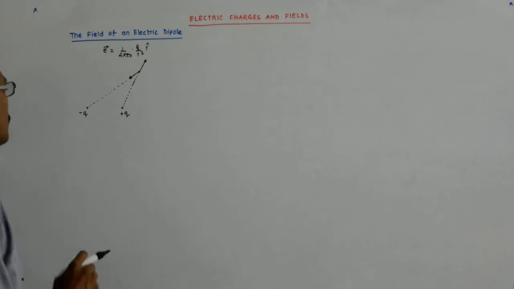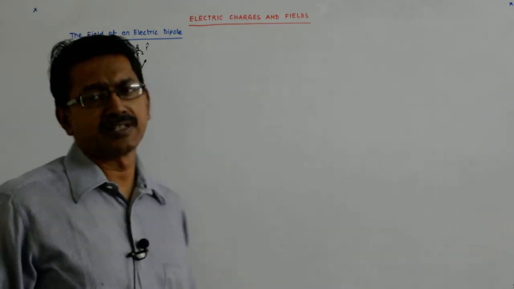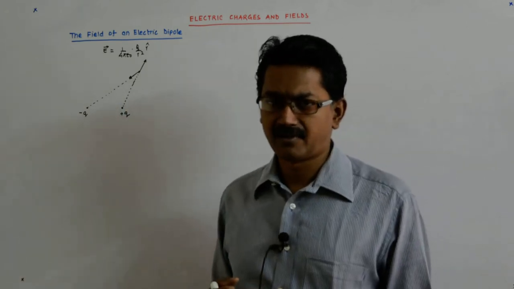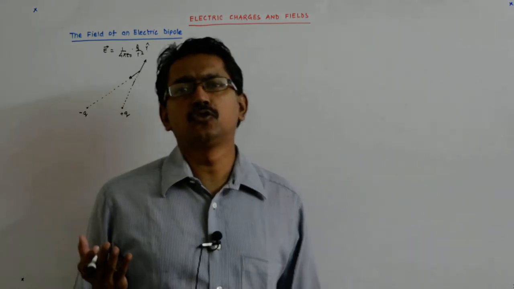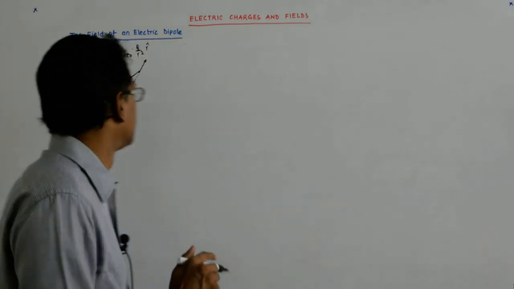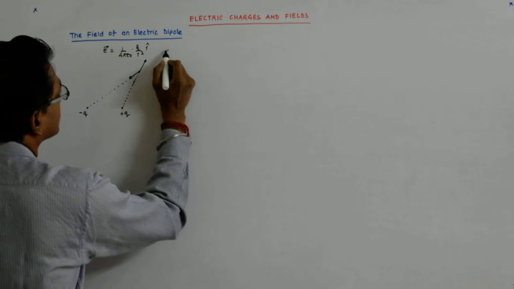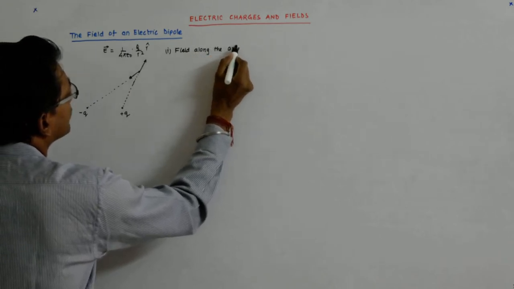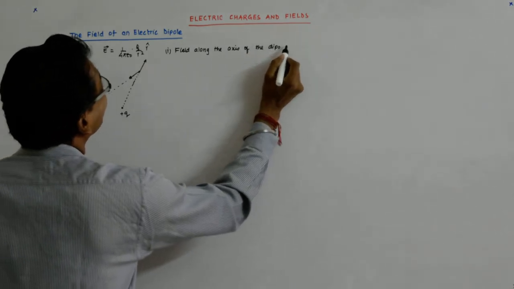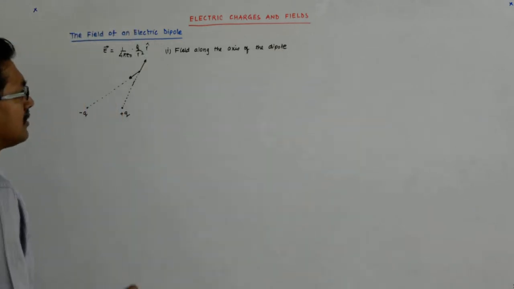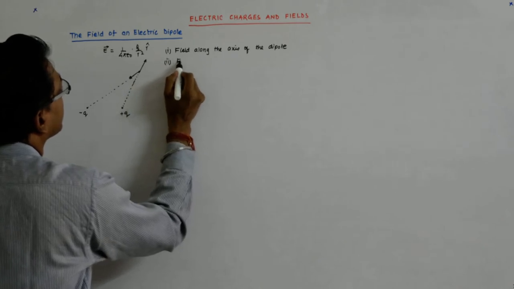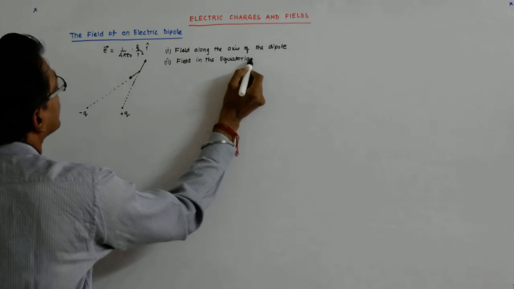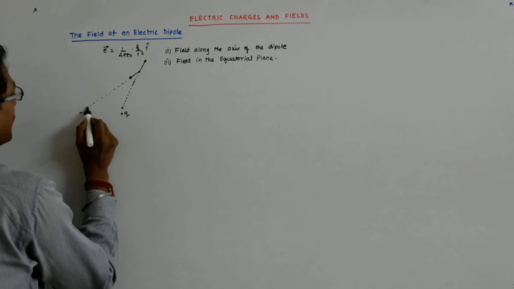But it is basically the principle of superposition that we are applying, that the field due to one plus the field due to the second, and since there are two, there are only two fields at a point, right? Now it is far easier to find the field along two directions. Okay, number one, field along the axis of the dipole and number two, field in the equatorial plane. Field along the axis.